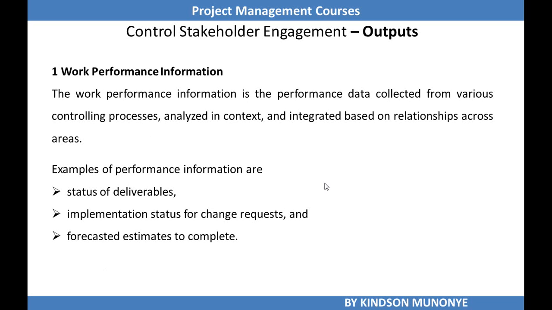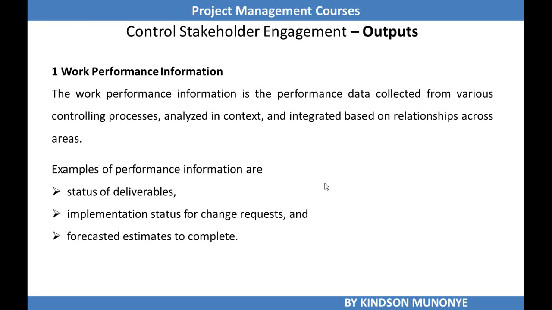Let's now look at the outputs. The input to control stakeholder engagement is work performance data. One of the important outputs is work performance information. Now, what is the difference? We'll look at it in a minute. But take note that work performance information comes from work performance data. So you grab this work performance data, you analyze it in context, and then you're able to provide relevant, useful information that can be used in decision making.